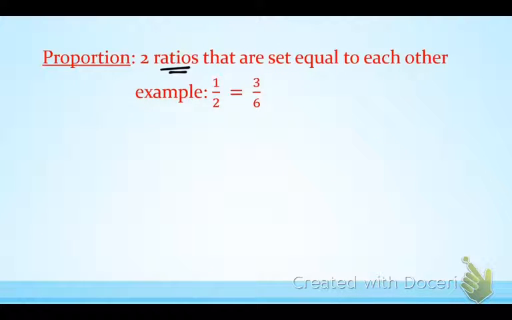Here's an example. 1/2 equals 3/6, all right? Because 1 is exactly half of 2, 3 is exactly half of 6. What else could be equivalent to that? 4 eighths. What about 5 tenths? What about 50 hundredths? All of those would be considered proportions because they are ratios that equal each other. Okay, so today we're going to talk about how to write and how to solve a proportion.